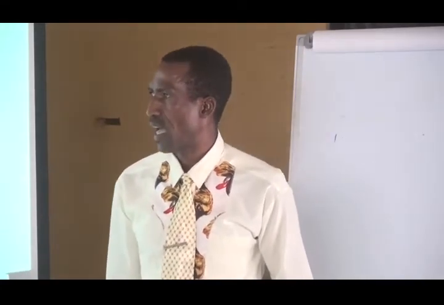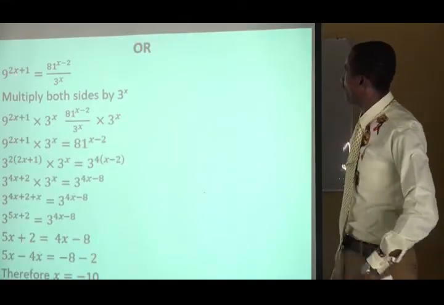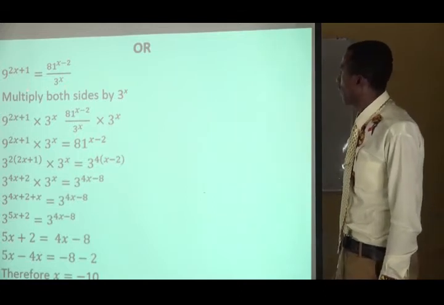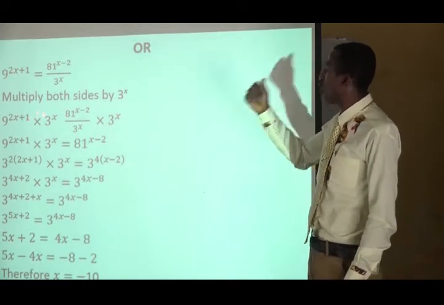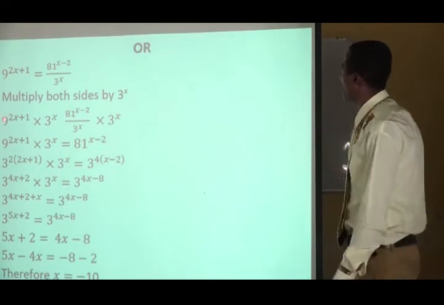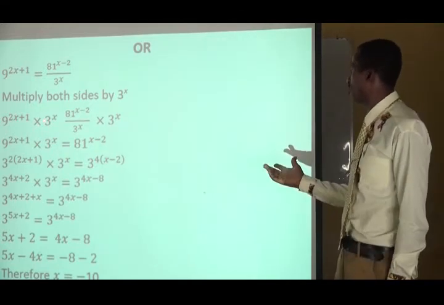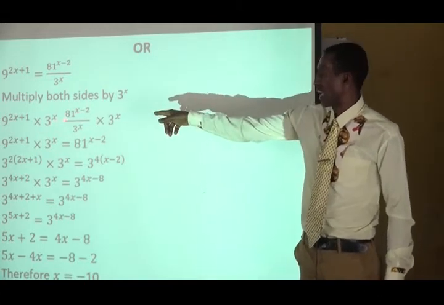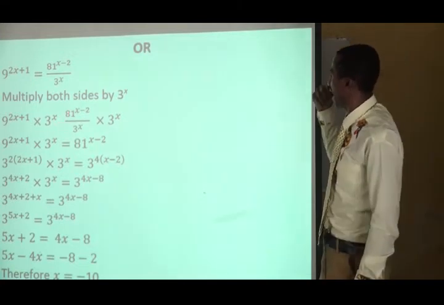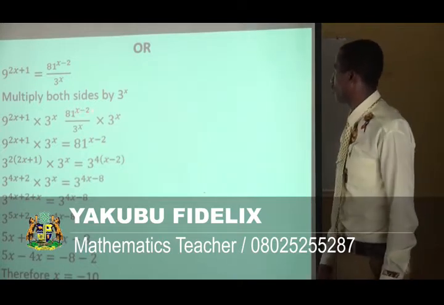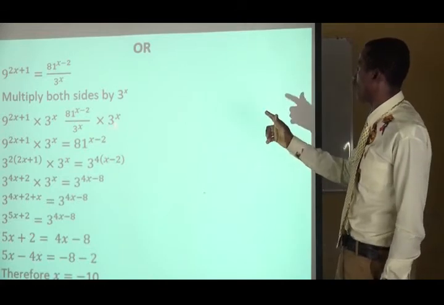There is also another way that we can work this question, and the way implies we are going to multiply both sides by 3 to the power of x, in order to remove the denominator 3 to the power of x on the right-hand side. So by doing that, the left-hand side becomes 9 to the power of 2x plus 1 multiplied by 3 to the power of x, and the right-hand side becomes, there is an equality sign that is missing there, 81 to the power of x minus 2 all over 3 to the power of x, also multiplied by 3 to the power of x.